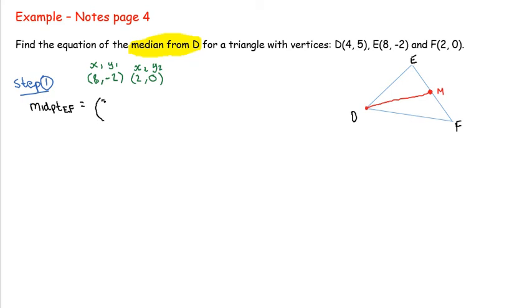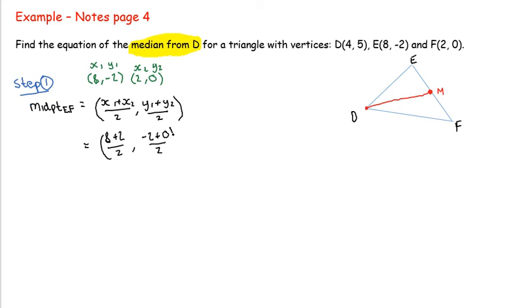So my midpoint formula says (x1 plus x2) over 2 and (y1 plus y2) over 2. Okay, putting in my information, that's (8 add 2) over 2, and that's (-2 add 0) over 2.